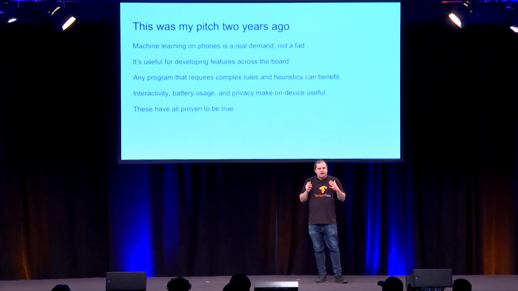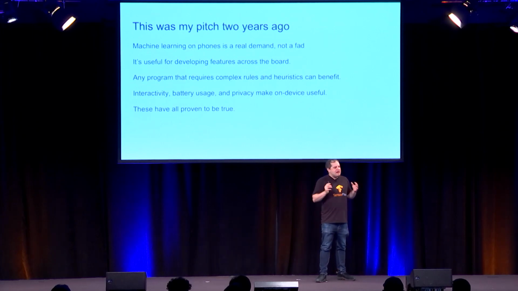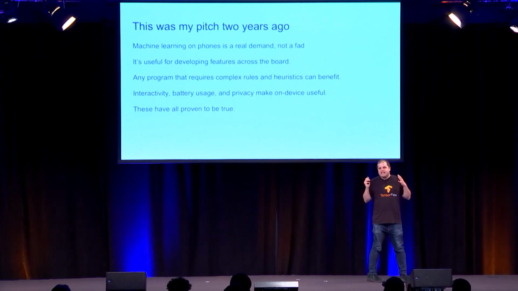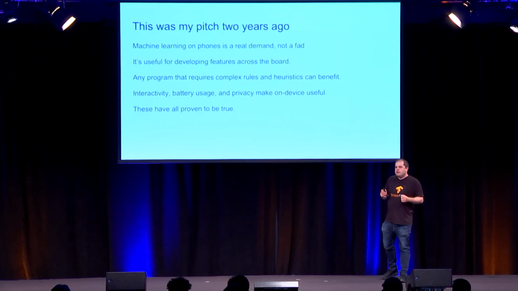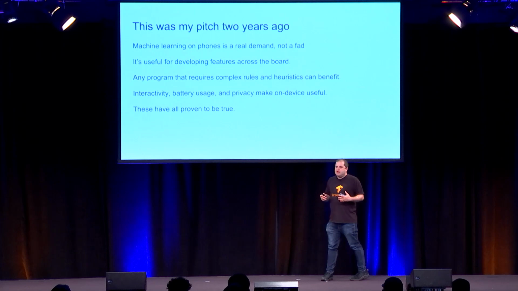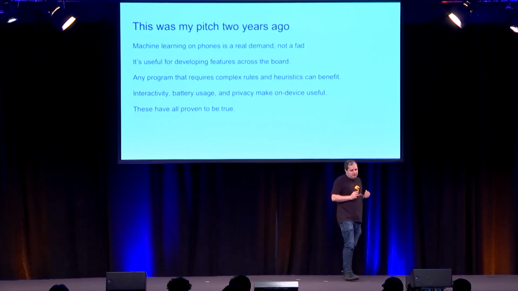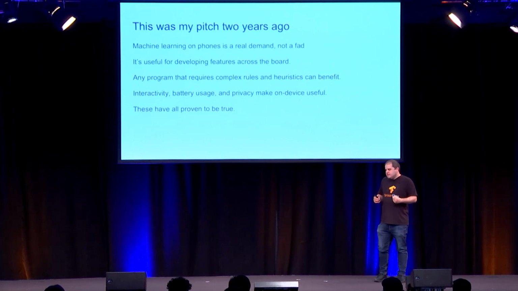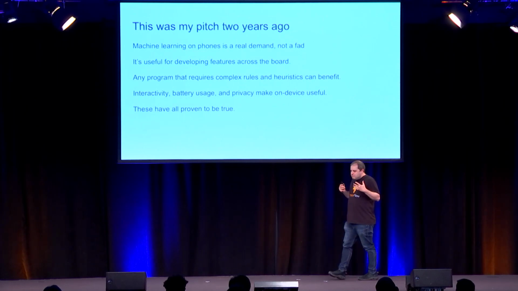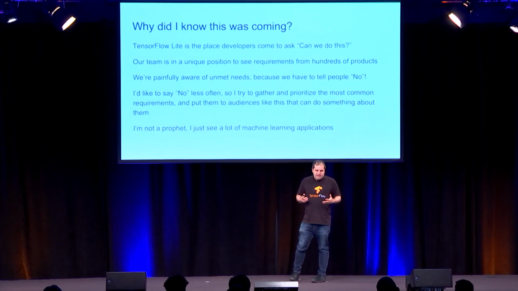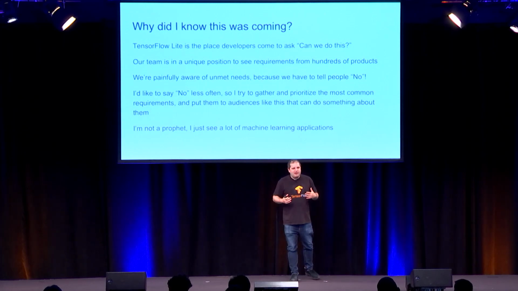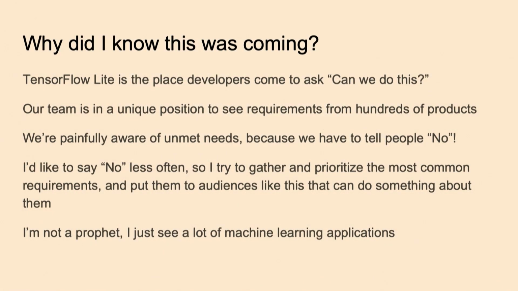And specifically, running this stuff on device is not just an optimization compared to running stuff on the cloud. It actually enables things that you just can't do if you're reliant on running on the cloud. There are things like interactivity and just pure power usage that preclude you from using cloud APIs. So doing this stuff on the phone was really important. And by and large, these things that I was pushing have actually proven to be true. And that's not because I'm super smart or any kind of prophet.